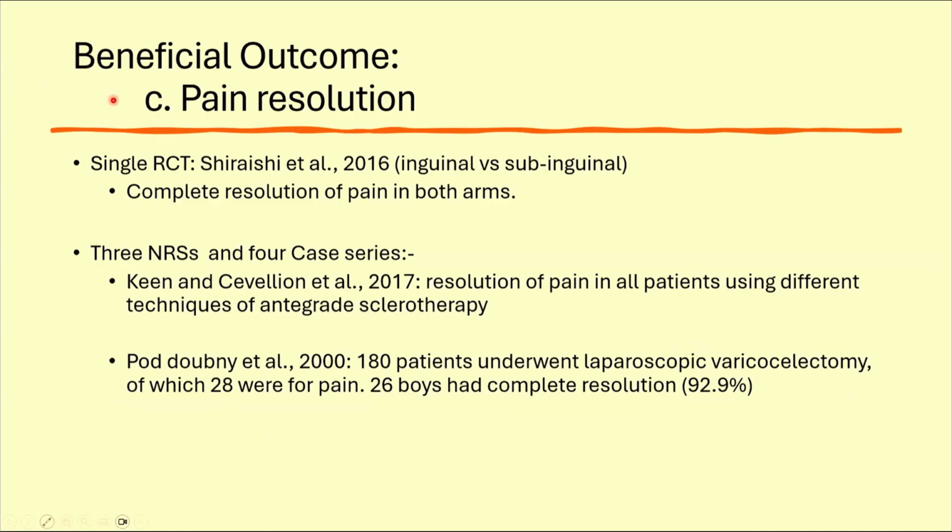The third outcome is pain resolution. Comparing intervention to intervention, which is inguinal versus subinguinal, again, this is the only randomized controlled trial, done by Shiraishi in 2016. He found that there is a complete resolution in both arms. Now, non-comparative studies, just to elaborate the efficacy of pain resolution: Keane and Cavilli in 2017 found that the pain resolved in all patients with antegrade sclerotherapy. And in 2000, Pod compared laparoscopic varicocelectomy outcomes and found that 92% of the population had resolution of the pain.